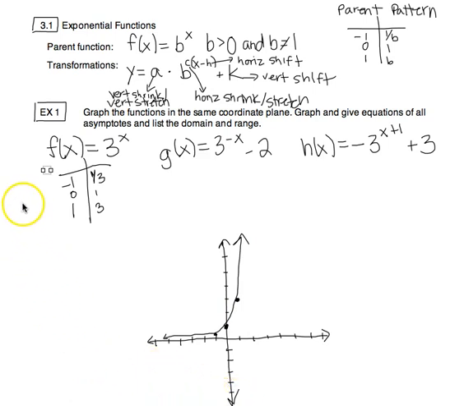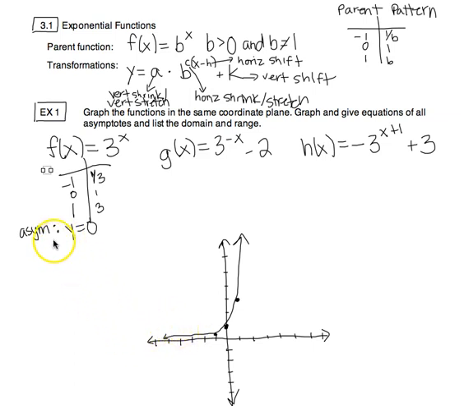On this one, it says to graph and give equations of all the asymptotes. I have an asymptote on this guy at y equals 0, or you could write x-axis. I'm not going to graph it in because if it's on top of an axis, you usually can't see it anyways. On the other ones that are not on axes, we will definitely draw those in.